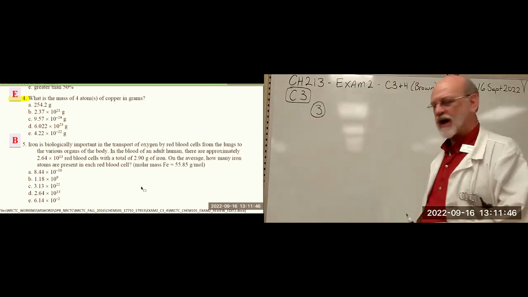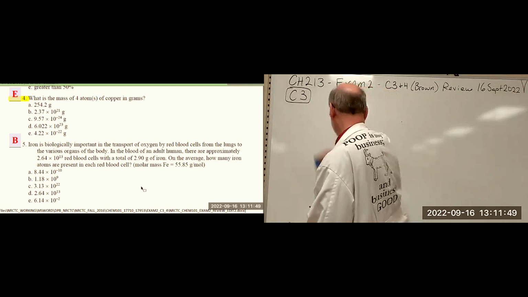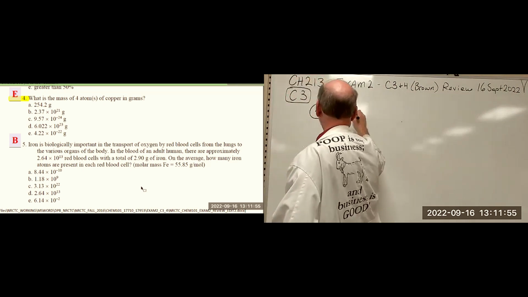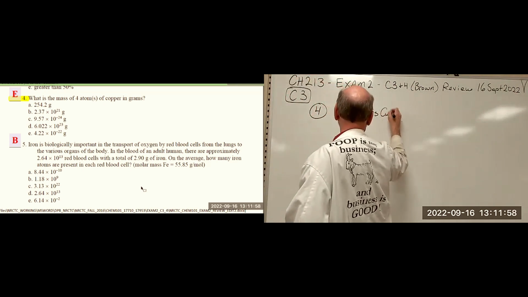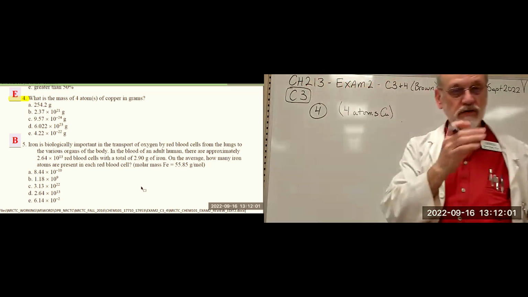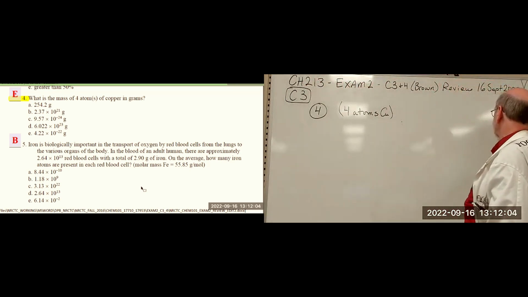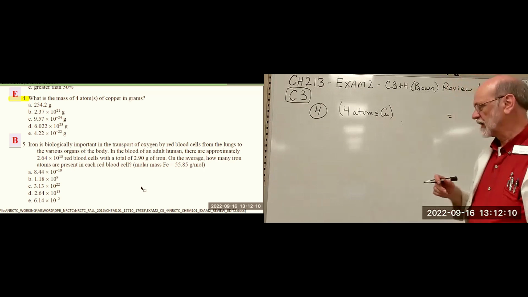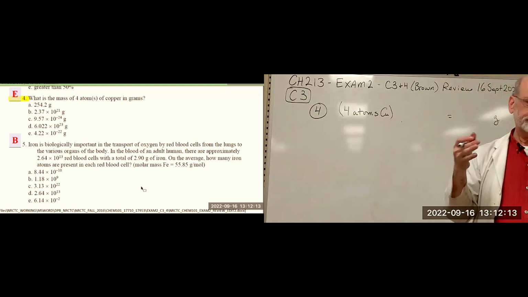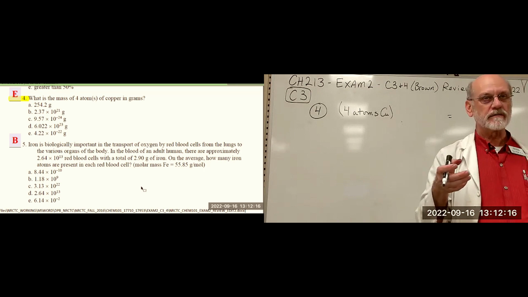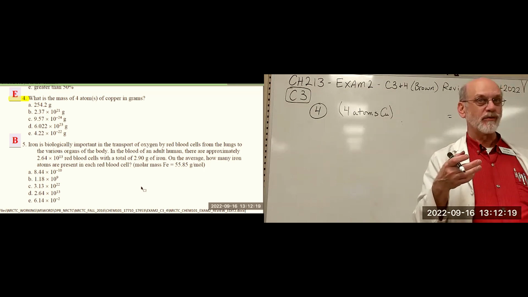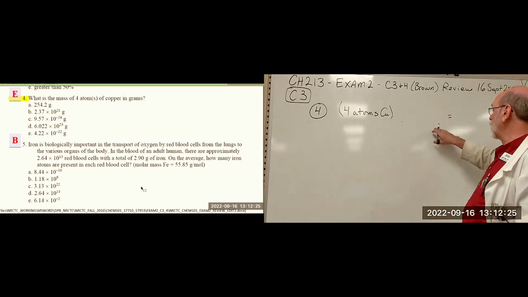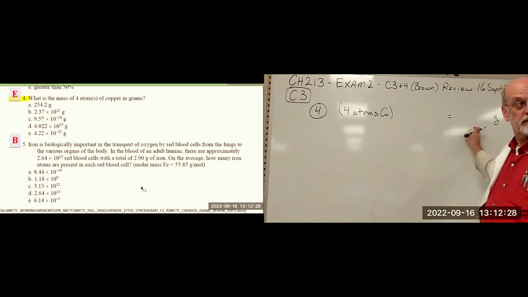What's the mass of 4 atoms of copper in grams? This is a unit conversion problem. Right? 4 atoms of copper, and we want to convert it to grams. So we need conversion factors. What conversion factor do we know that will convert to grams? The molar mass. That's the only one I know. So the molar mass would have to be grams per mole, grams on top, moles on the bottom, which is the way we want it.